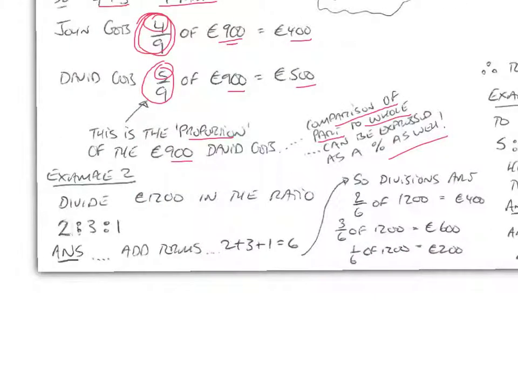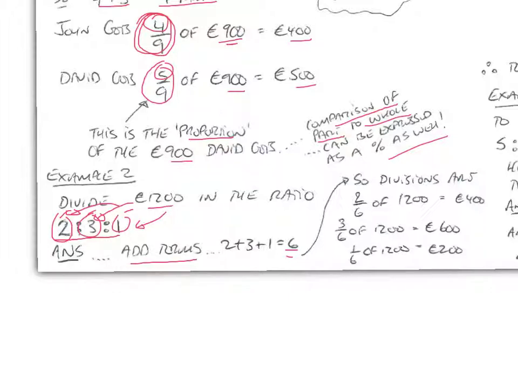So let's look at the second example. How would we divide €1,200 into 3 parts in the ratio 2:3:1? We're going to divide the €1,200 three ways, because we have 3 terms in the ratio here. The first thing we always do is to add the terms, the 2 plus the 3 plus the 1, and we see that there are 6 parts. This €1,200 will be divided into 6 parts, but someone will get 2 of those parts, someone will get 3 of those parts, and the last person will get the remaining 1 part.